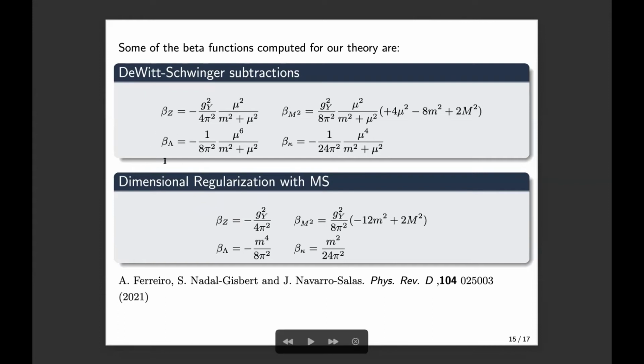We also get a running for the cosmological constant, as well as for the Newton gravitational constant. And we see that we get decoupling when the mass is much bigger than mu. However, for the mass of the scalar background, we have a term proportional to the m squared, which does not allow to get a full decoupling.